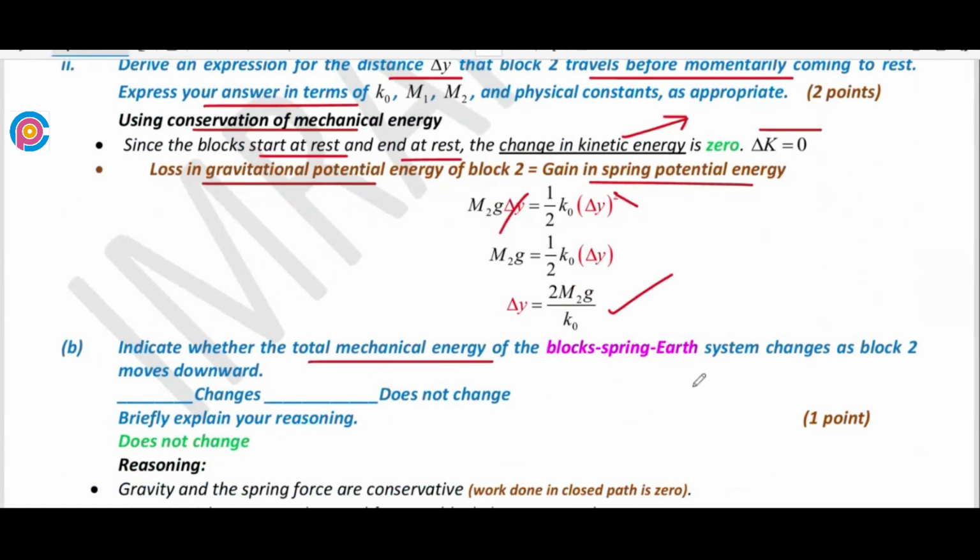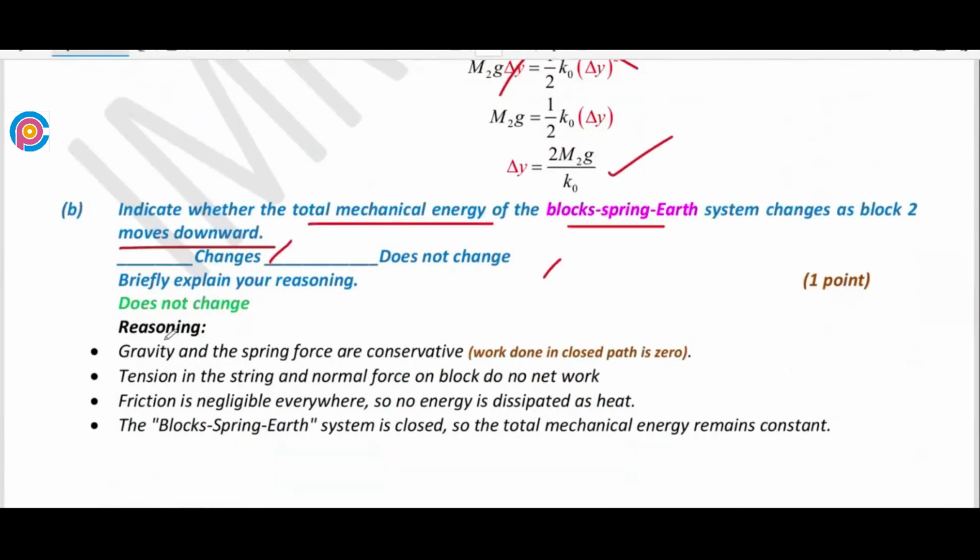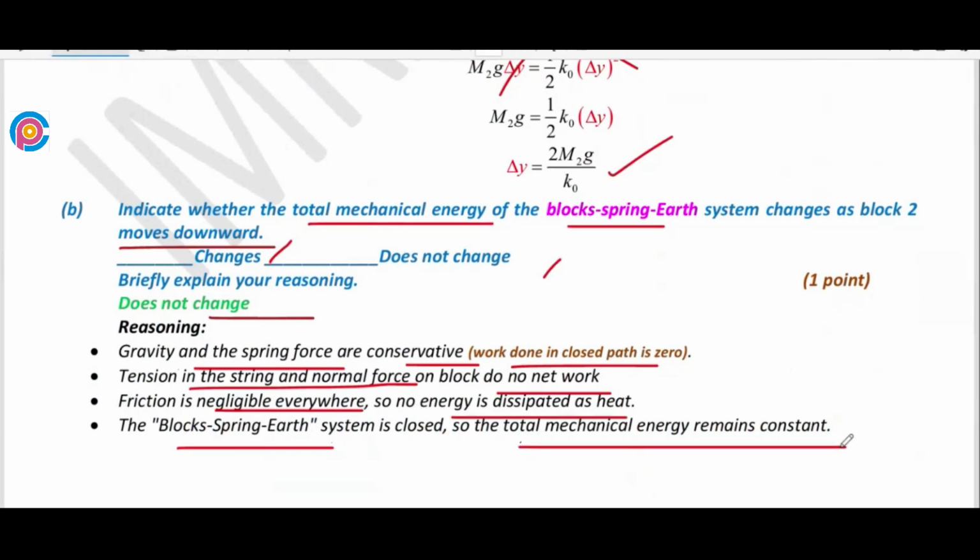Indicate whether the total mechanical energy of the block-spring-earth system changes as block 2 moves downward. We have to answer change or doesn't change, and explain the reasoning. The answer is it doesn't change, because gravity and spring forces are conservative, meaning the work done in a closed path is equal to 0. There is no net change. Tension and normal force do no work, since they are perpendicular. Friction is negligible everywhere, so no energy is dissipated as heat. So the total mechanical energy remains constant. There is no change.